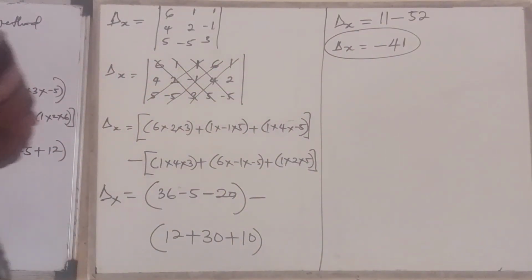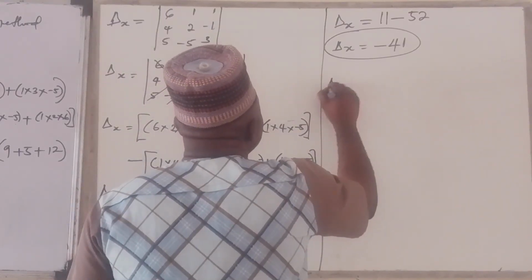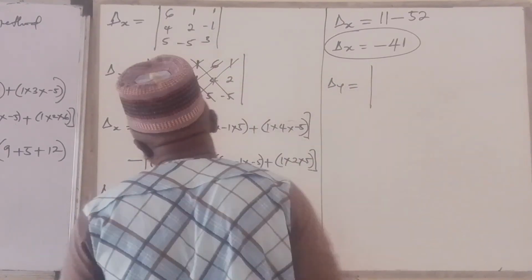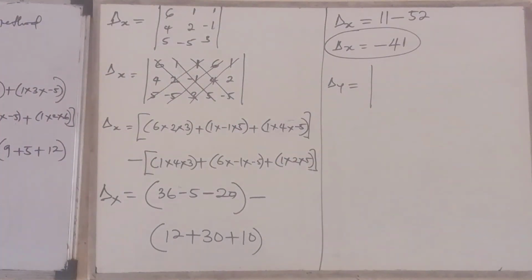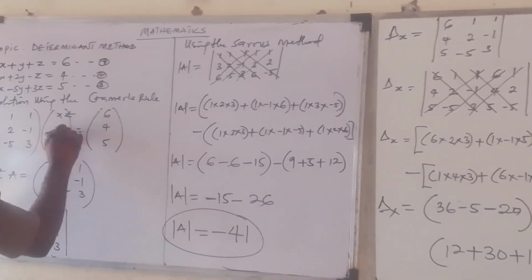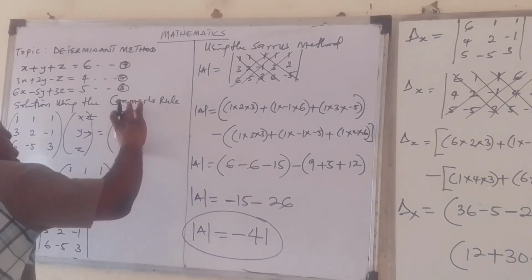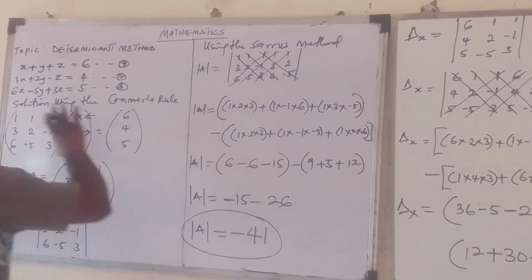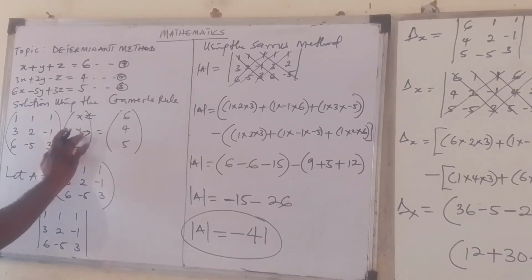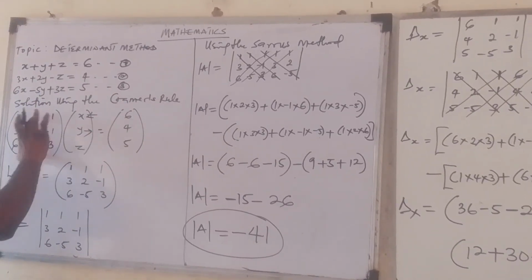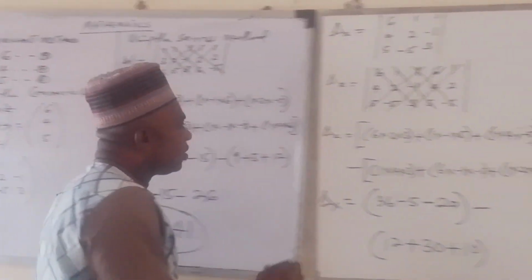Now let's look at the determinant of Y. Now the determinant of Y, this Y is the second variable here. Because Y is the second variable, it means this column, this matrix will take the position of the middle one, because Y is in the middle here. So this will take this position. So we have 136.